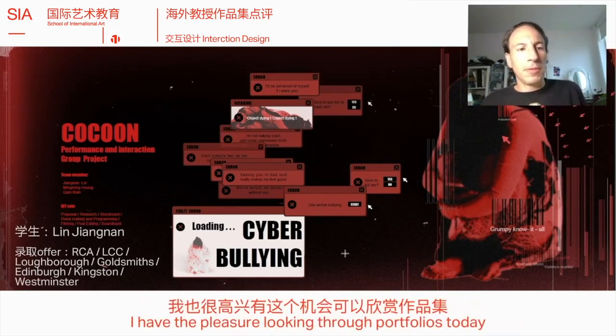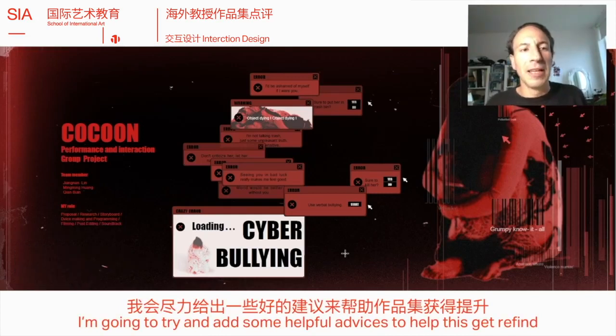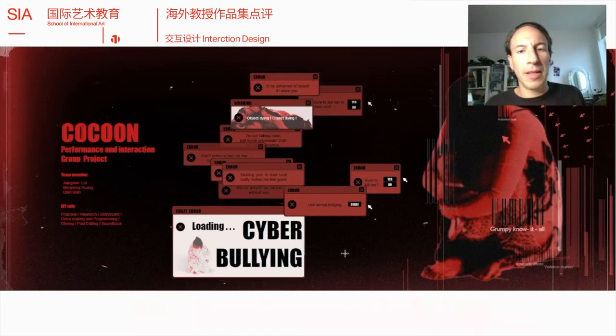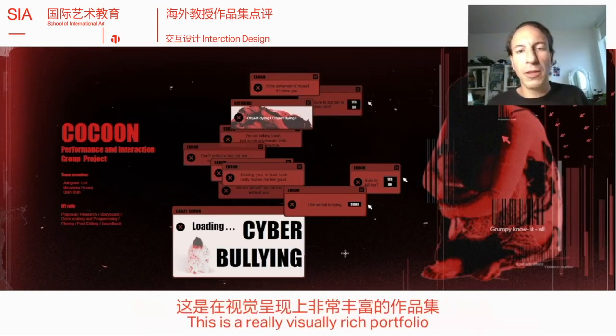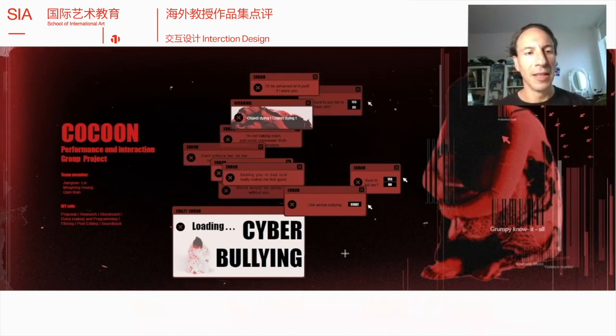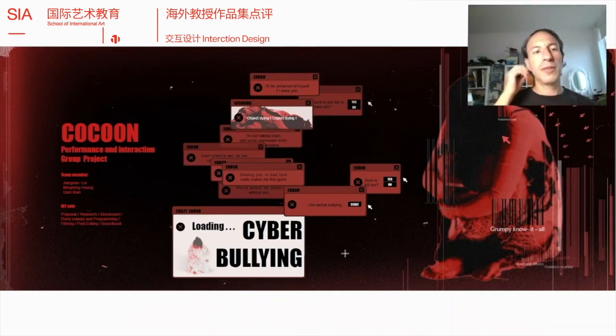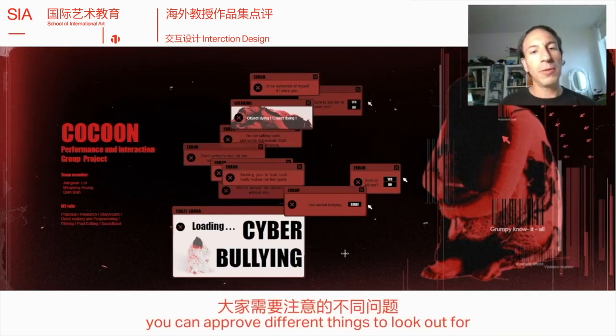So I have the pleasure of looking through this portfolio today, and I'm going to try and add some helpful advice to help this get refined. This is a really visually rich portfolio, and there's some really nice, strong images in it. I'm just going to give some explanations of different ways you can improve and different things to look out for.